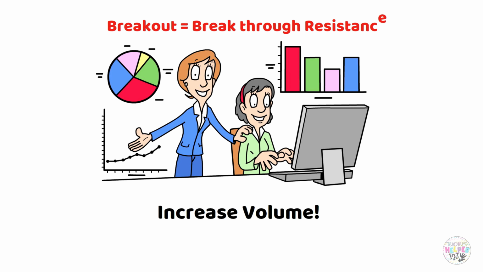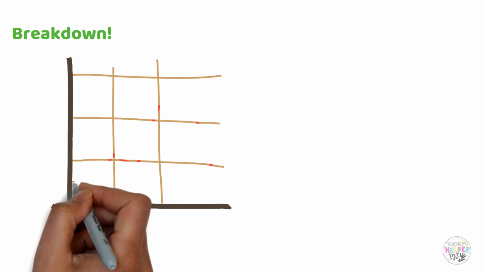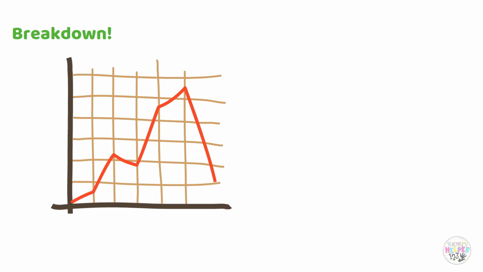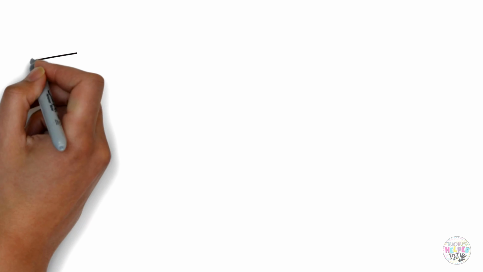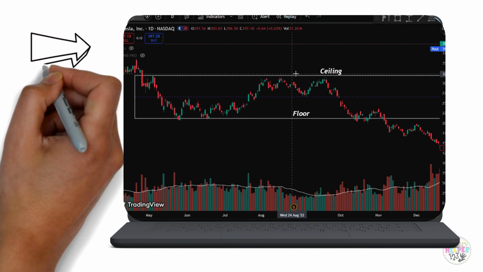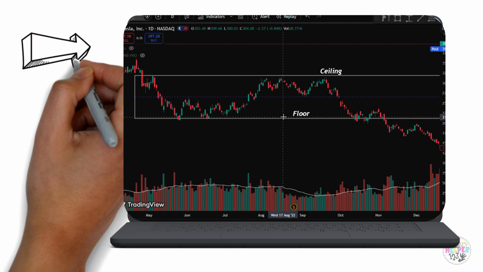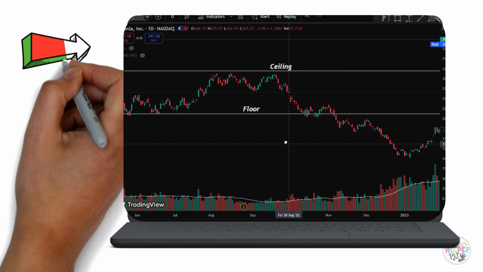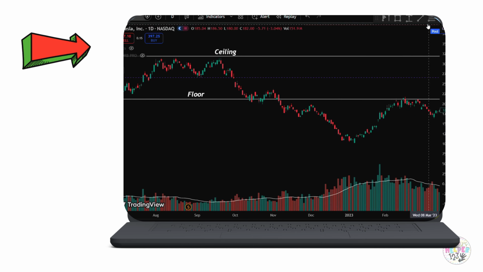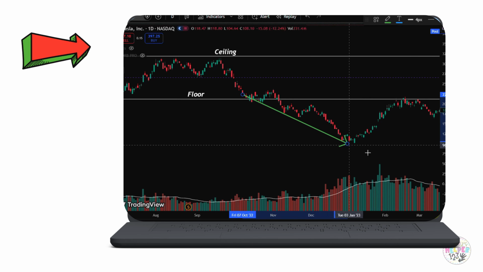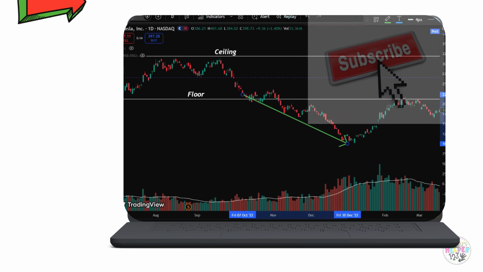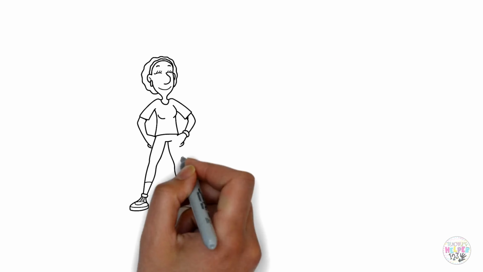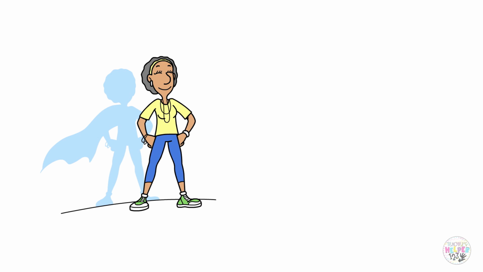Now, a breakdown is breaking through the support. So price can also break below support, so it can fall through the floor. This is called a breakdown. So take a look at this chart, and this is an example of consolidation, and it broke that consolidation or the support and broke down. Now, a breakdown can happen when sellers become stronger than buyers.